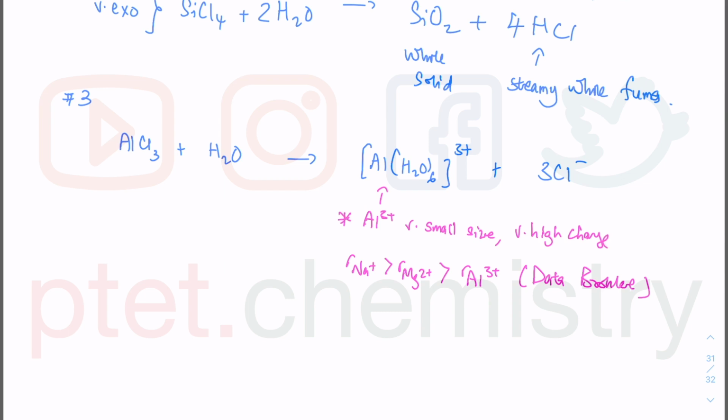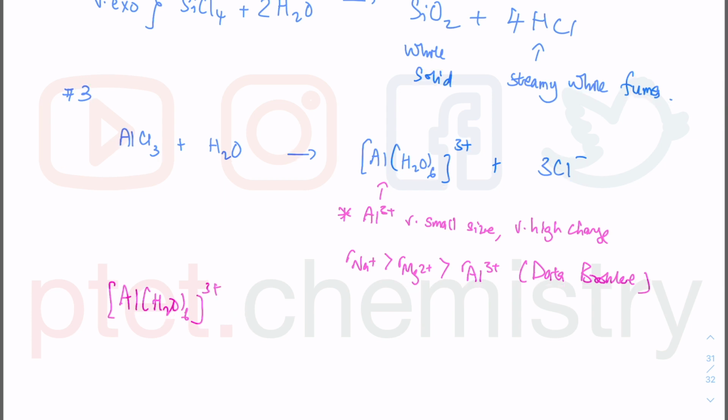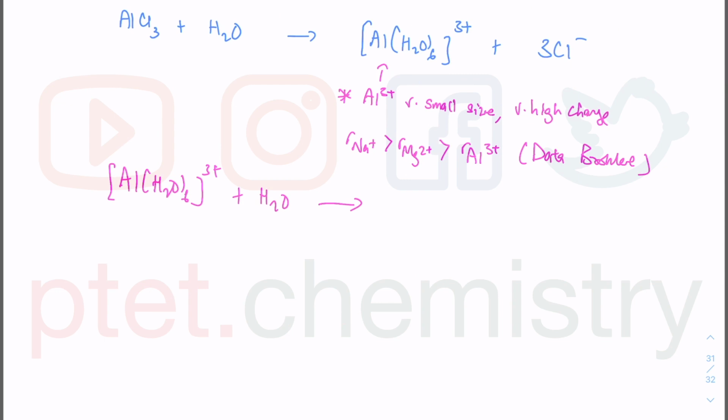So as a result of it, the Al(H2O)6 3+ can be further hydrolysed, if you think about it, in the presence of another water molecule. I don't really want to think about reversible, I guess, because there's for magnesium 2+ aqueous solution.